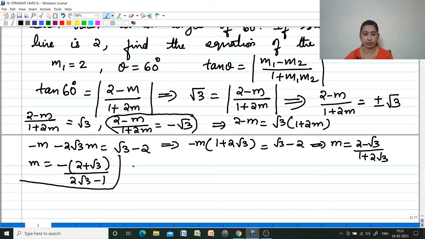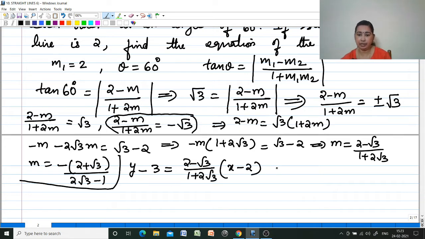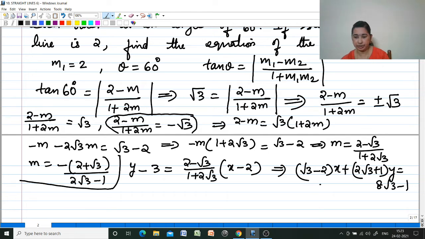First equation is y minus y1. So, what is y1? The point is given there, the coordinates are given as (2, 3). So, y minus y1 means y minus 3 is equal to, the first slope, (2 minus root 3) by (1 plus 2 root 3) into (x minus 2). Cross multiplying and simplifying, we will get the equation as (root 3 minus 2) into x plus (2 root 3 plus 1) into y is equal to 8 root 3 minus 1. That is the first equation.